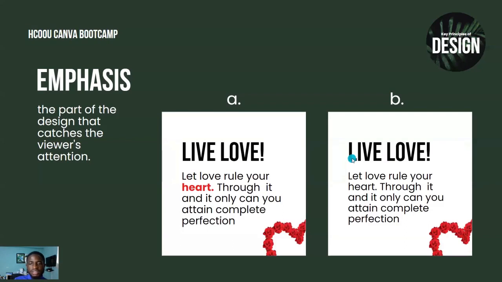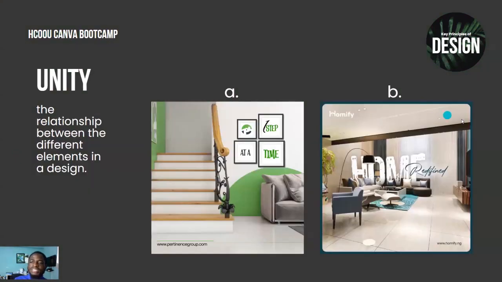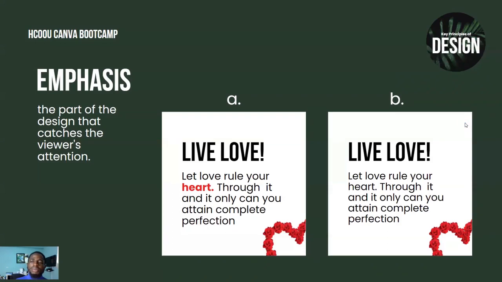have emphasis. Emphasis simply means making something call attention. As you can see, it is the part of the design that catches the viewer's attention. Now when you're reading design B, let love rule your heart through it rather, and it alone or only can you attain complete perfection. If you're reading it from A, you see let love rule your heart. Even before you begin to read that let love, you've already seen heart.